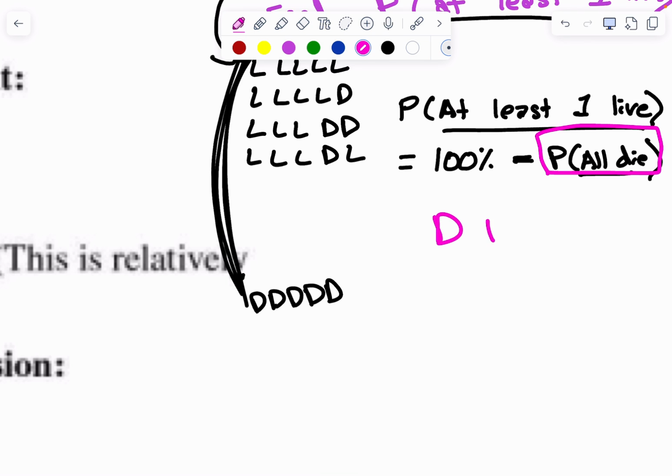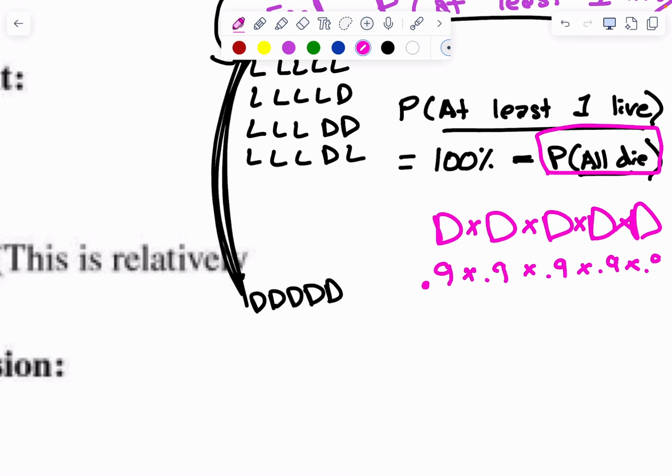What's the probability that I get die, die, die, die, die? Nope, not 1 over 32, because I have a 90% kill rate. So it's going to be higher than 1 over 32. Die would be die times die times die times die. What's the probability that it dies? 0.9 times 0.9 times 0.9 times 0.9 times 0.9. Or you could say 0.9 to the 5th power. What's the probability of all of them dying? 59%. Okay? So, the chances of me killing all of these plants is 59%.